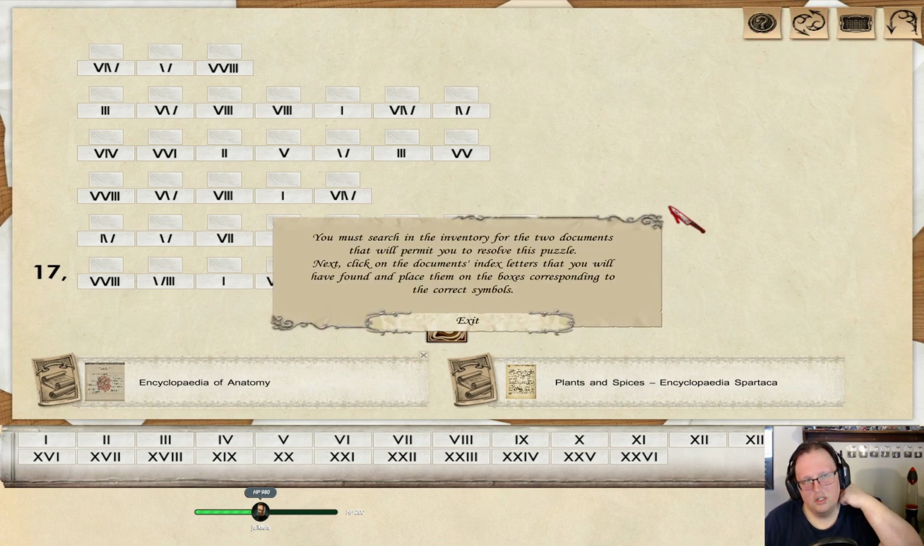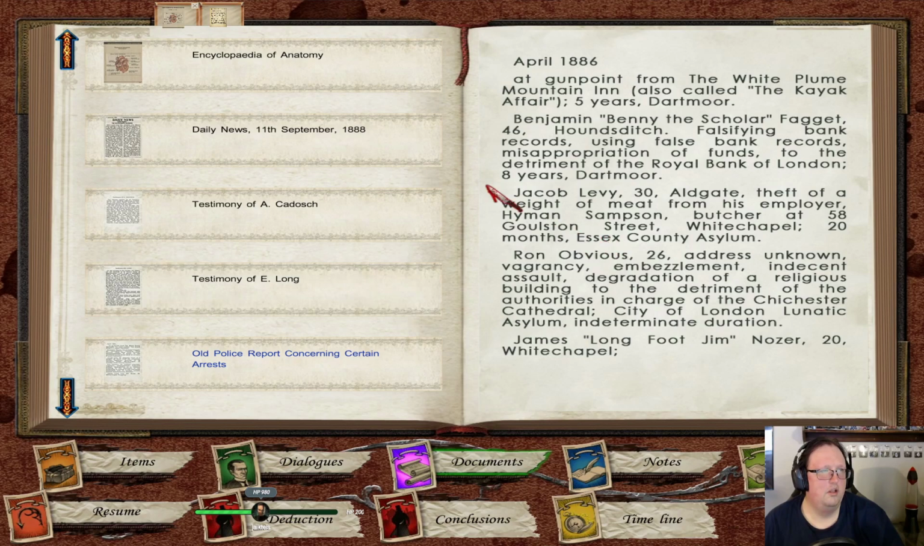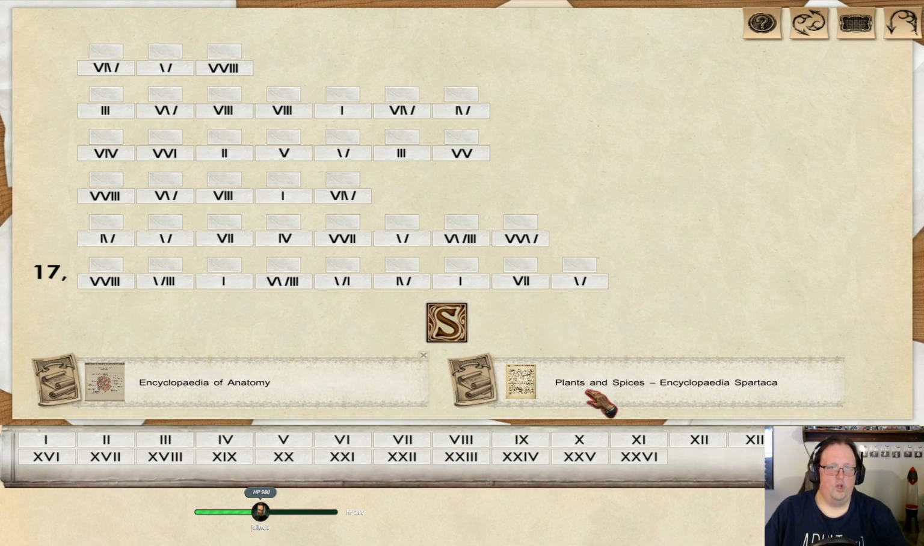I can highlight those. Okay, the game says I have to resolve this puzzle. Next, click on the document's index letters that you will have found and place them on the boxes corresponding to the correct symbols. So, like... What? Oh, no. I have Encyclopedia Spartica. Perhaps this is the wrong one?